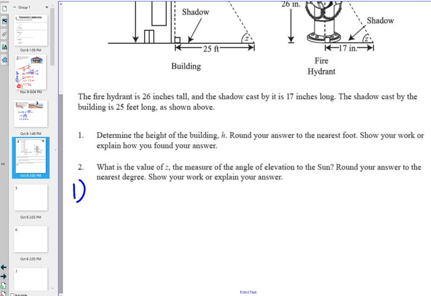You can either do 25 over 17 or 17 over 25. I'll just do 25 over 17. Remember, we compare these two like analogies, like saying cat is to meow as Cameron is to wake up.